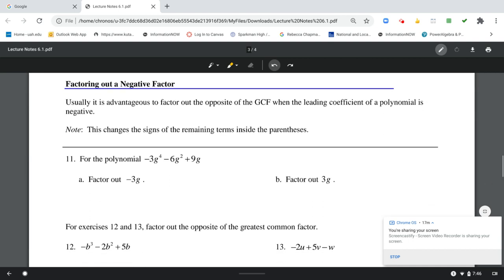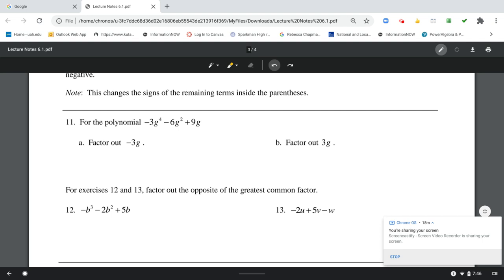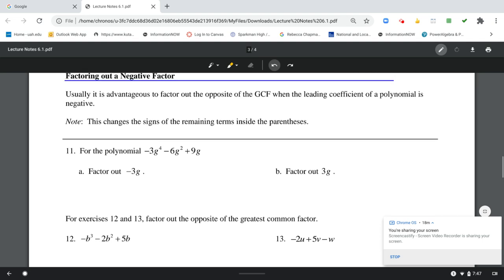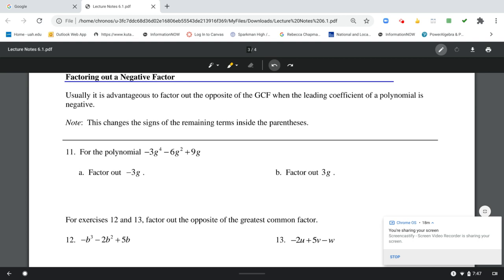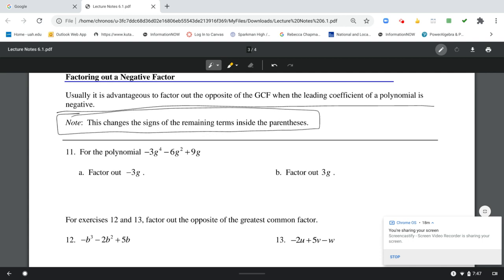Now, when we get to factoring out a negative, you never want to leave a leading term, your front term, as negative. So in number 11, it talks about factoring out the greatest common factor of a -3g. Now, it tells you up here it's a good idea to take out the opposite of the greatest common factor when the leading number is negative. When you do that, this part right here is extremely important. This changes all the signs of the remaining terms that you put back inside your parentheses.